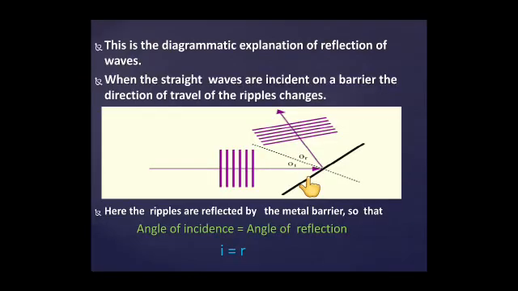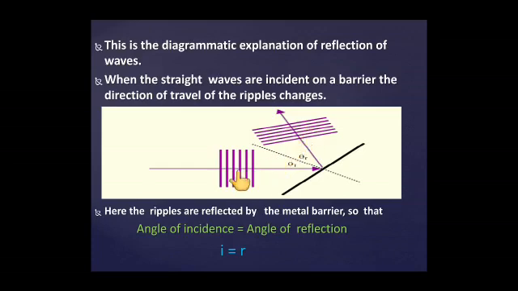I will explain it again with the help of a diagram. In this diagram, you can see the straight lines. These straight lines are the straight ripples formed in the ripple tank. And this inclined line is the barrier or the reflector which we placed in the path of ripples in the ripple tank. When these straight lines are incident on the barrier, they get reflected and change their direction.